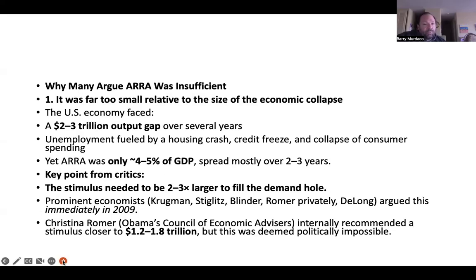Why was it insufficient? The U.S. economy faced a 2 to 3 trillion output gap over several years. So you need to spend about that much money to compensate for that. Obviously, this was well below that amount, even less than $1 trillion. Unemployment fueled by a housing crash, credit freeze, and collapse of consumer spending. Yet the stimulus was only about 4 or 5% of GDP, spread mostly over 2 to 3 years. Critics, a variety of fairly mainstream critics like Paul Krugman, Joseph Stiglitz, and others basically argue the stimulus needed to be about 2 to 3 times larger to be effective, which it was not.